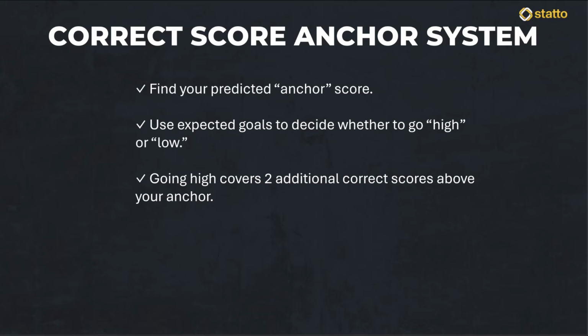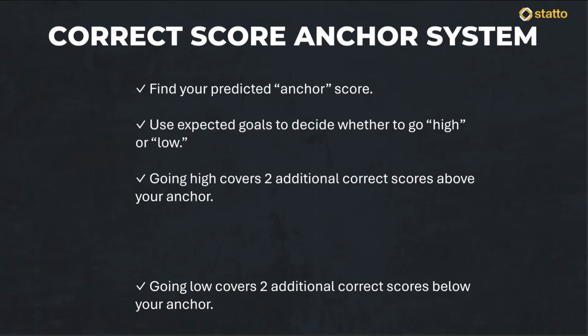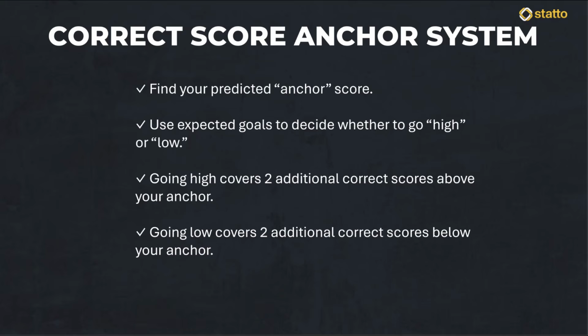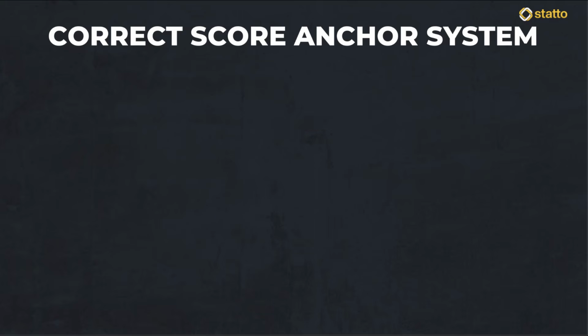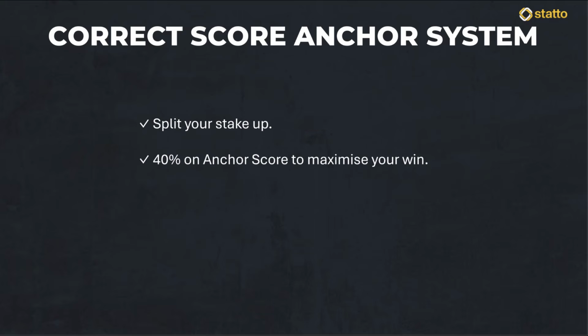So going high means you're going to take your anchor score and cover 2 additional correct scores above your anchor score. If you're going low, then that means you're going to take your anchor score and cover 2 additional correct scores below your anchor score. So you will split your stake up. 40% goes on the anchor score to maximize your win, 30% will go on each of the additional scores.